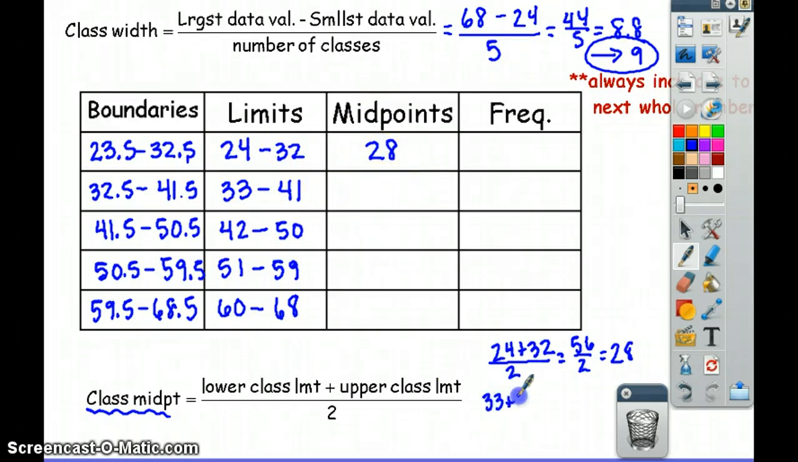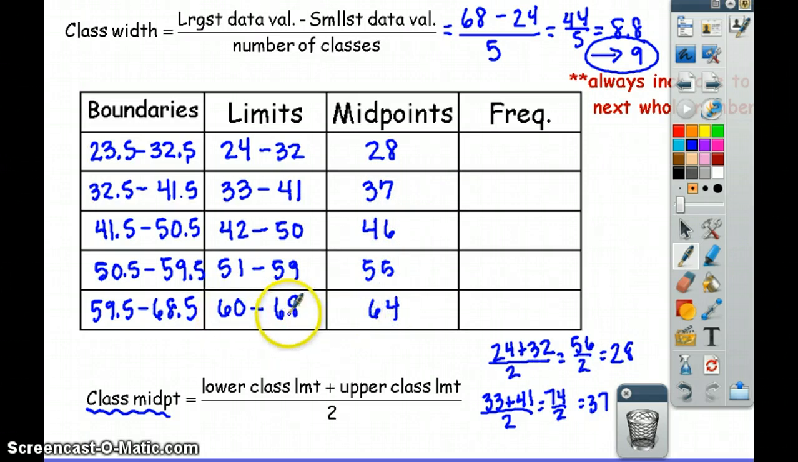33 and 41 averaged together is 37. And I continue to do this through. Now, notice there's a difference of 9 here because my class width is 9. So the midpoints are also going to occur every 9. So add 9, add 9, add 9. Or I could add these up and divide by 2 and I'd get the same results.